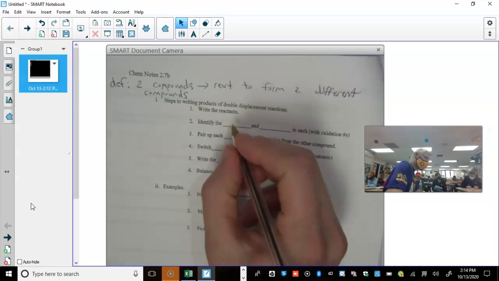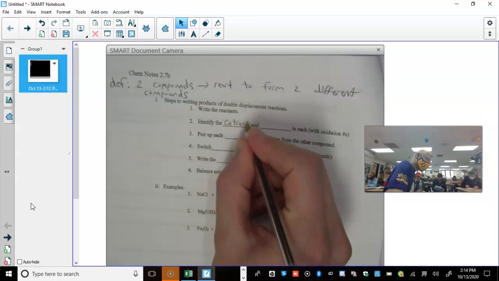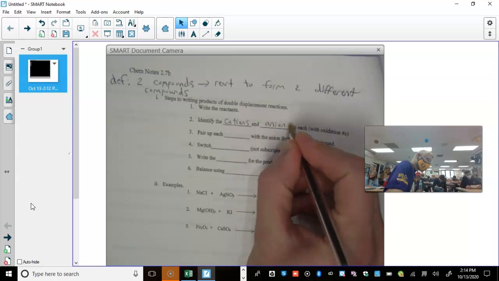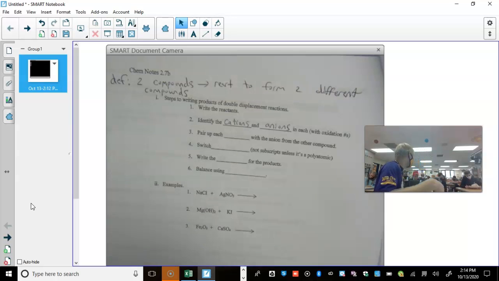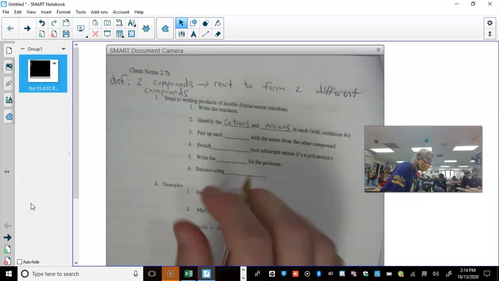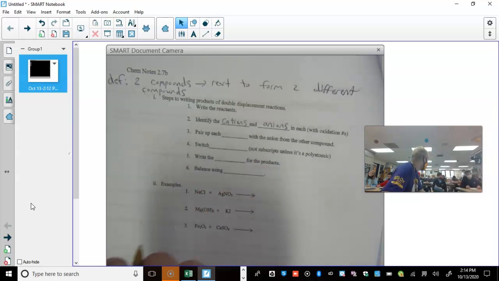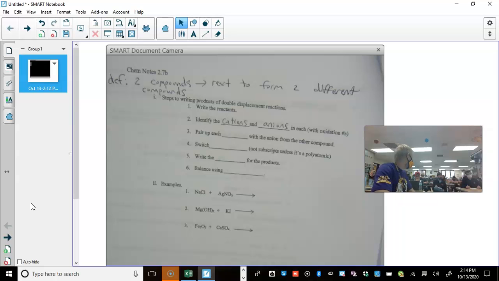I then need to identify the cations and anions. Another way of saying that is put up the charges. So write out all the charges. Yep, this is the same thing as single replacement, except instead of a single element, we have two compounds. So, but yeah, it's very similar. Right, Jacob? All right.